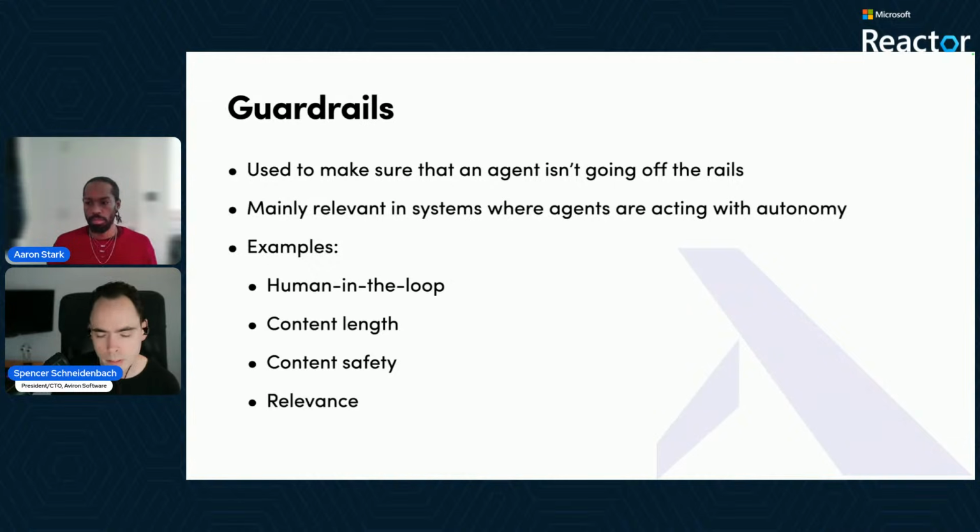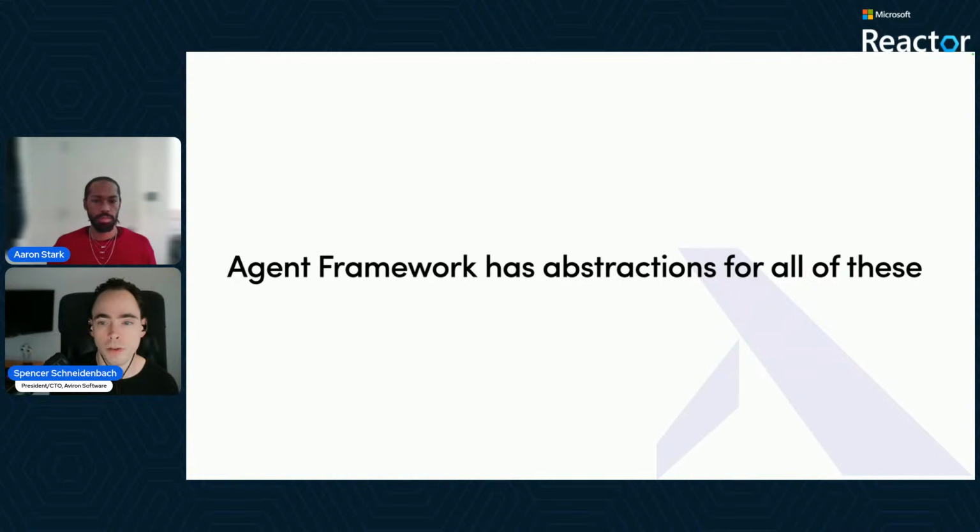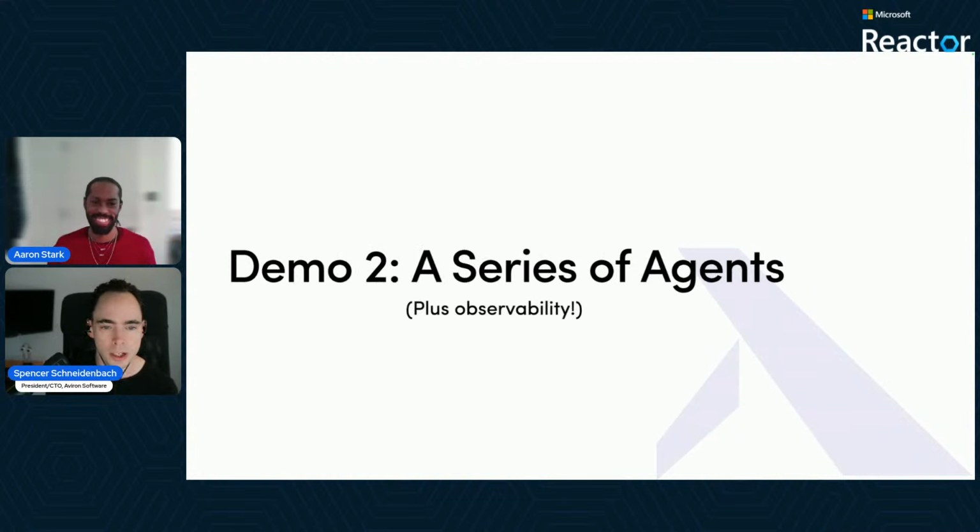And we do have abstractions for all of these. Can we go over all those abstractions? No, but we can show you a really basic one. We're going to show you a series of agents plus a little bit of observability, and we're going to do our best.